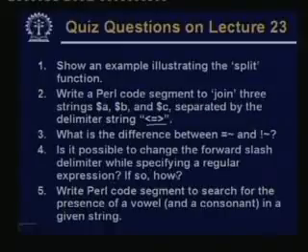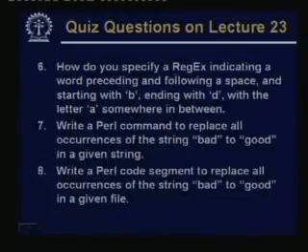If so, how? Write a Perl code segment to search for the presence of a vowel and a consonant in a given string. That means there are actually two questions: you search for a vowel, you search for a consonant. How to do that? How do you specify a regular expression indicating a word preceding and following a space and starting with B? So, the word has a preceding space, has a following space, it starts with B, ends with D, with the letter A somewhere in between.